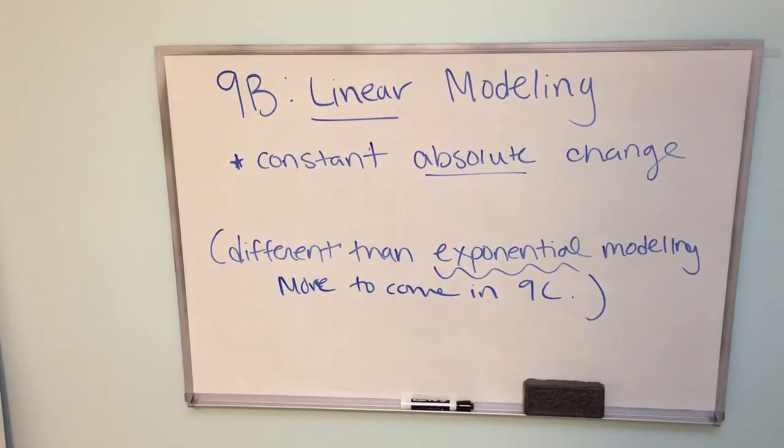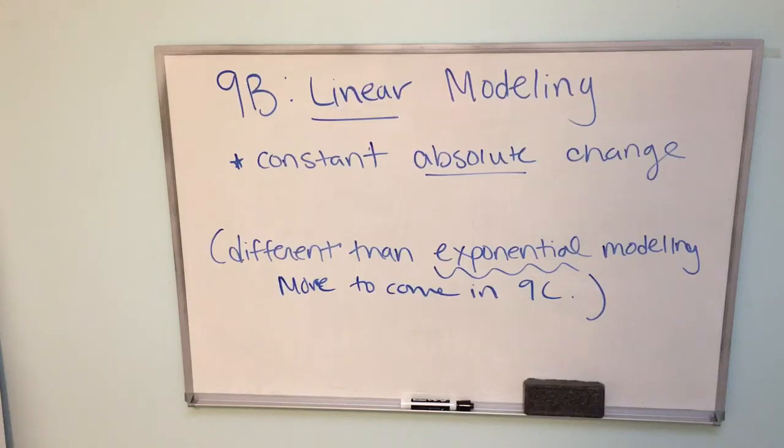Everybody. We are going to do 9B now, and we're going to talk about linear modeling. I wrote on the board that it's constant absolute change. So you remember probably in 9A we talked about, okay, well, what if the price of gas increases 10 cents every week? Or 4 cents every week, whatever the example was. We just keep adding 4 cents over and over for however many weeks we're talking about. So that's a constant absolute change, and that works in linear modeling.